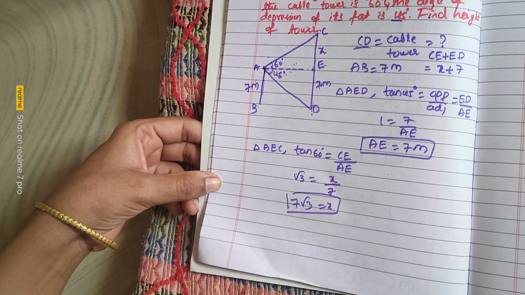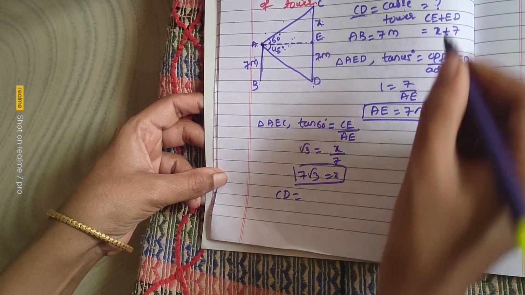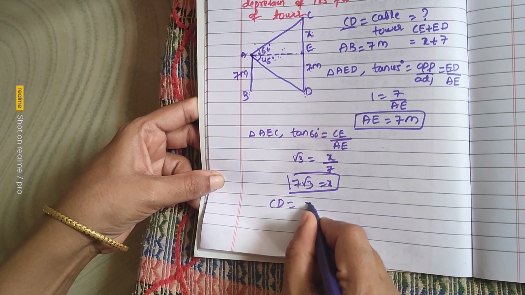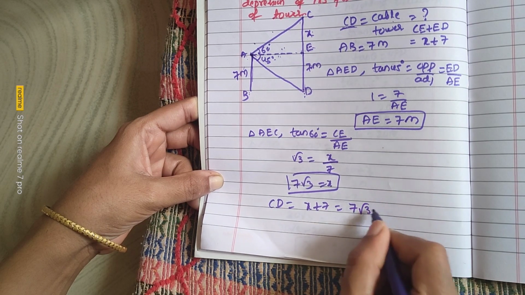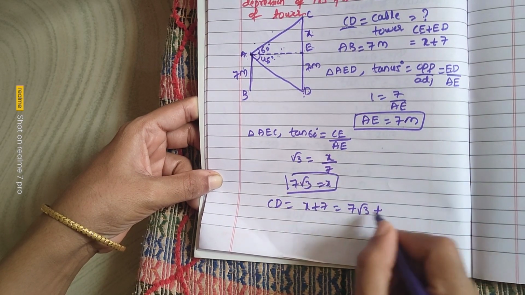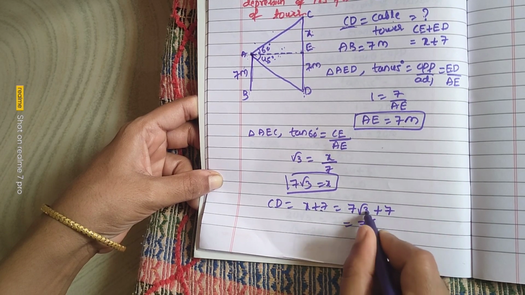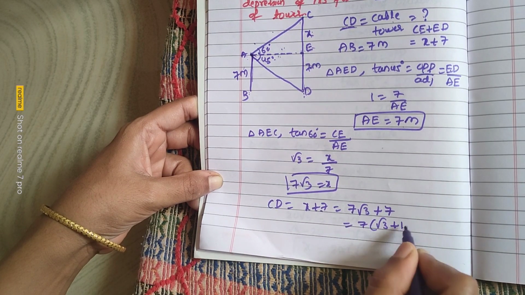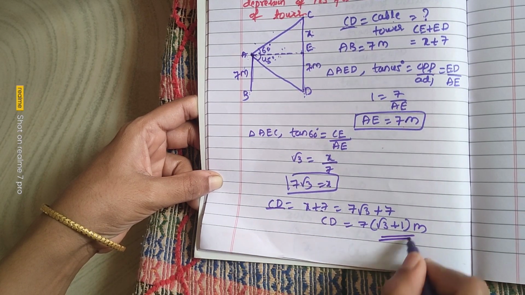So we will calculate for CD. CD is X plus 7. X is 7 root 3, plus 7. Here 7 is common, so we have 7 times root 3 plus 1 meter. This is CD, that is the height of the cable tower.